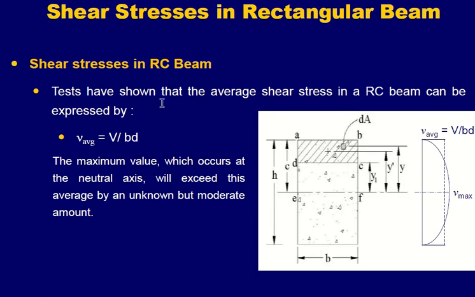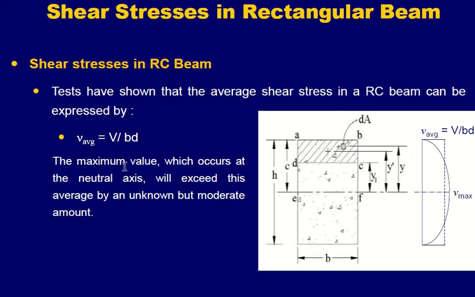So tests have shown that the average shear stress in an RC beam can be expressed as ρ average equal to V divided by bd. If you remember on the previous slide, it was 3/2 times V divided by bd, and I told you that V by bd is the average shear stress.